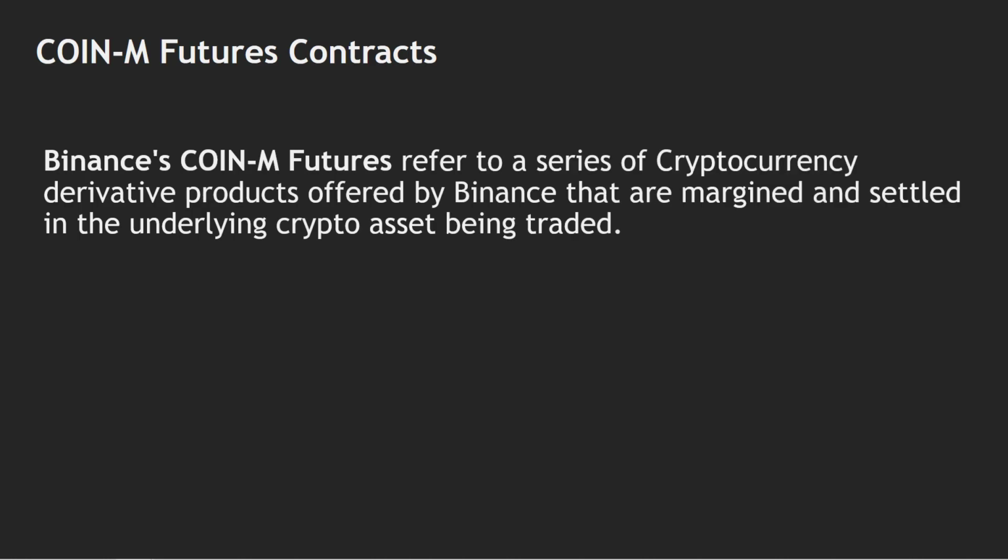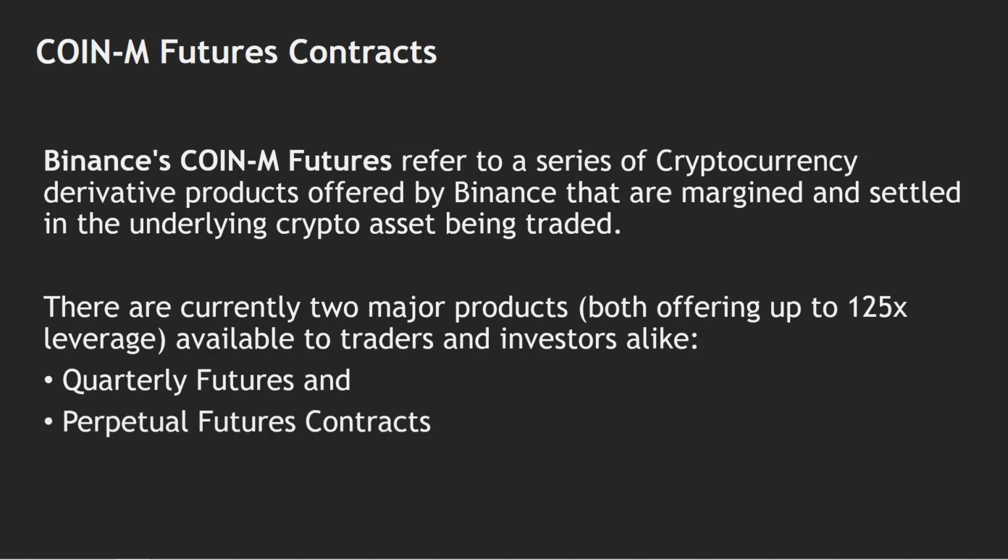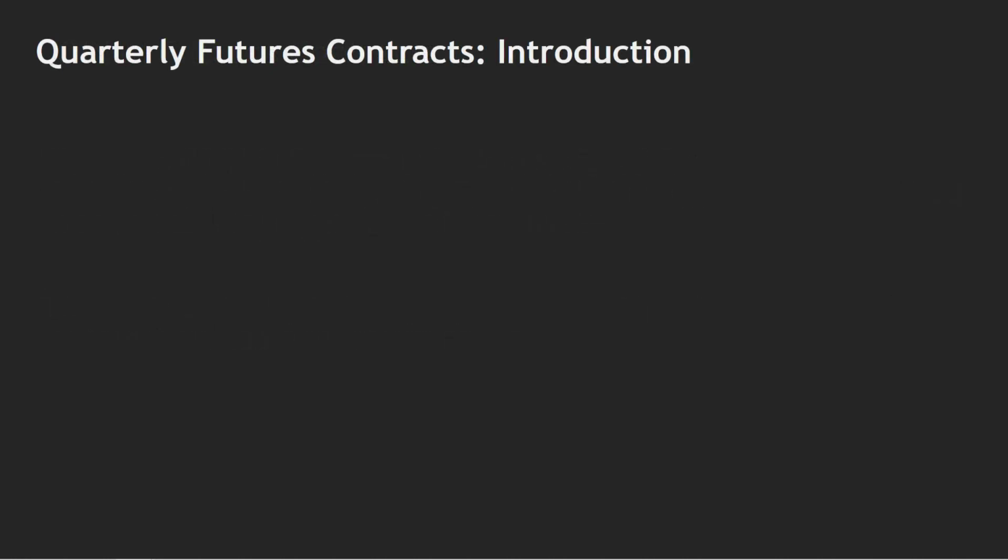CoinM futures contracts. Binance CoinM futures contracts refer to a series of cryptocurrency derivative products offered by Binance that are margined and settled in the underlying crypto asset being traded. There are currently two major products offering up to 125x leverage available to traders and investors alike. They are the quarterly futures and perpetual futures contracts. Quarterly futures.